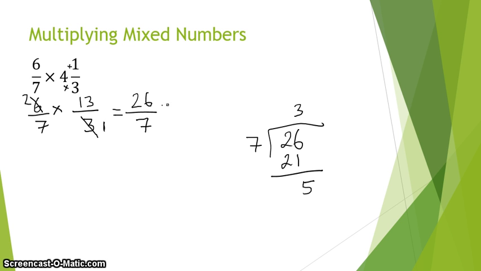So my answer is my whole number. My remainder is my top. And my divisor is my bottom. And that's it. I'm done.